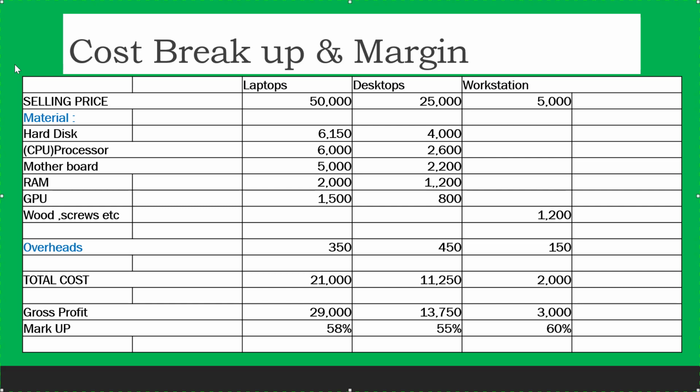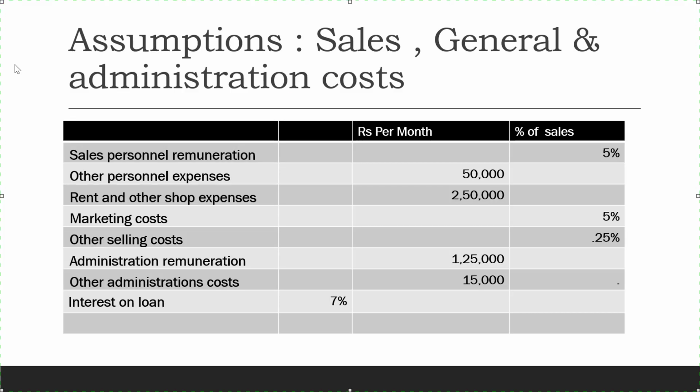So this is the cost breakup I have done. Like hard disk, because I'm going to manufacture laptops. I have not used it much in my calculations. This is a one-time thing I have done to make it look like the project is a real one. So hard disk, processor, motherboard, RAM, some GPU, and some boot and screws for your workstations, some overheads, total cost, gross profit and markup. It is just a breakup of my cost, nothing more. This is just a number which I have given you.